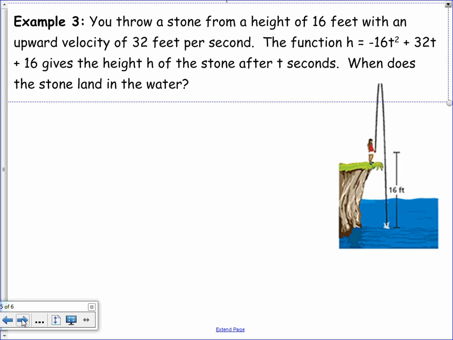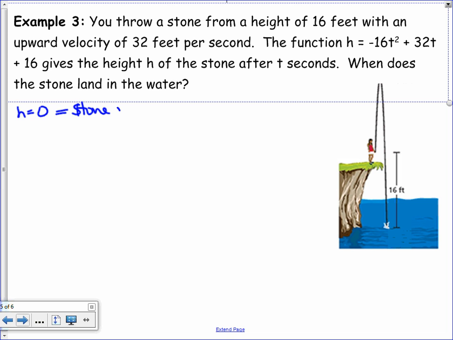Right, and example 3, now I kind of try to incorporate the picture here. It says you're throwing a stone from a height of 16 feet with an upward velocity of 32 feet per second. Okay, the function h equals negative 16t squared plus 32t plus 16 is giving us the height h of the stone after t seconds. We want to know, when does the stone land in the water? So when the height is 0 is when the stone's going to land in the water.